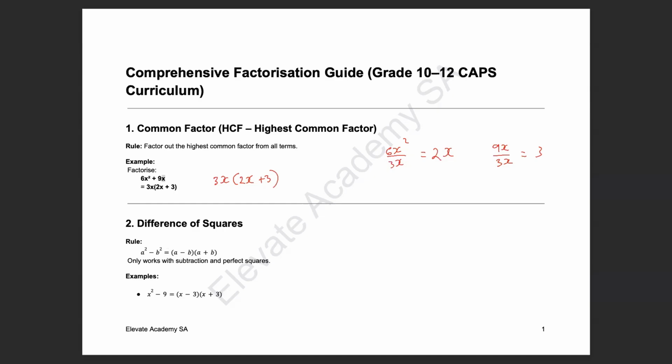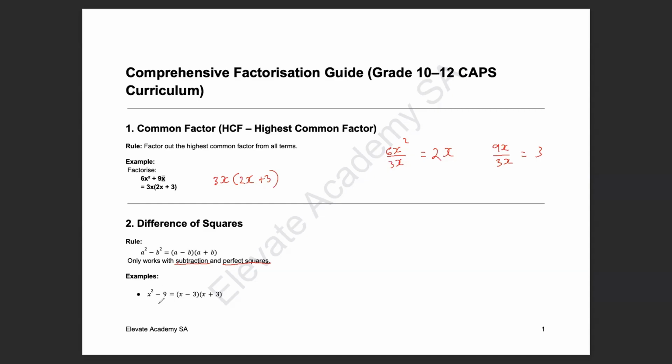Okay, so the next one is the difference of two squares. In order for us to use this rule, we need to bear in mind that it only works, very, very important, with subtraction and perfect squares. Now we need to have both of these in order to use this. We can't just have one of them. Okay, so the rule is a squared minus b squared is equal to (a minus b) into (a plus b).